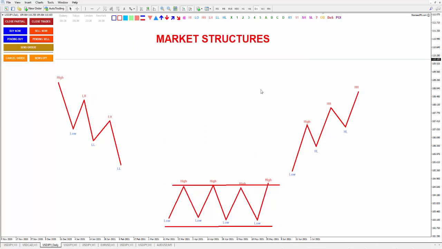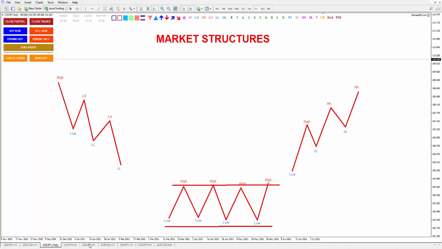Here's another thing I want to show you. You want to focus on certain things. All right? So what is it? Buy only at a higher low. Sell only at a lower high. Do nothing at the lower low and at the higher high.